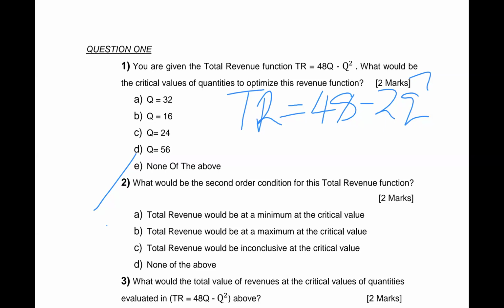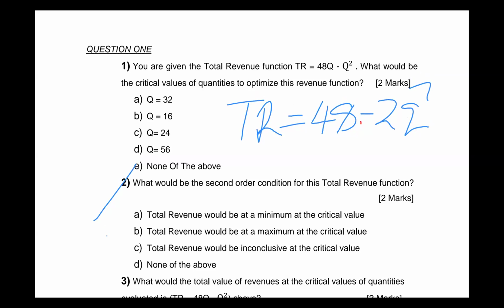So I'm saying that we need to differentiate this twice. The first time when you differentiate it, it's 48Q minus 2Q, right? Yes. And then again, we need to differentiate it a second time to find the second derivative. What will be the second derivative of this?